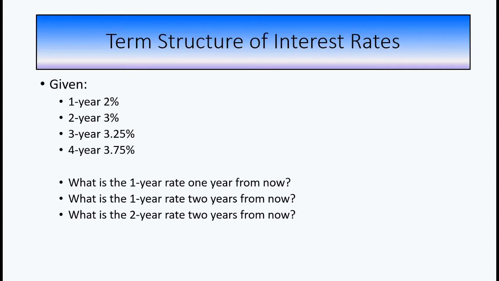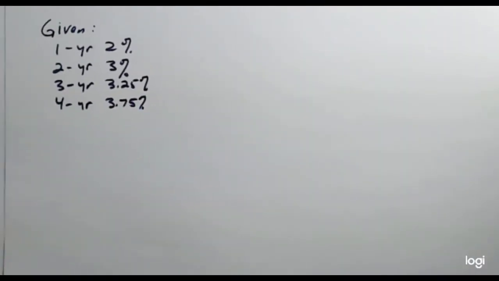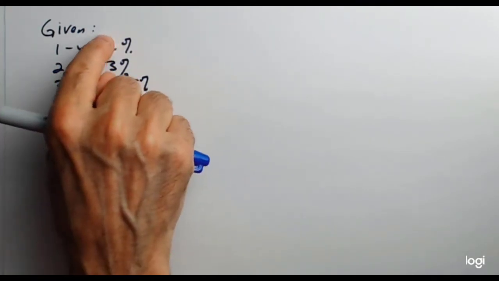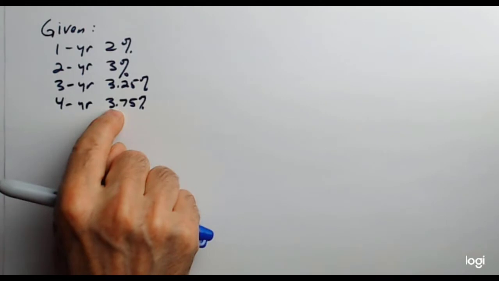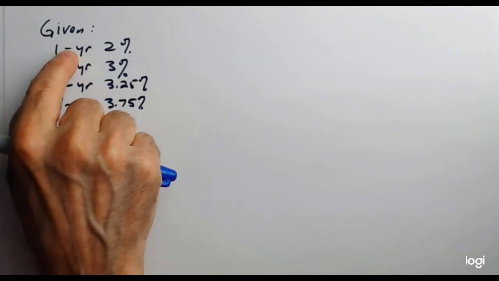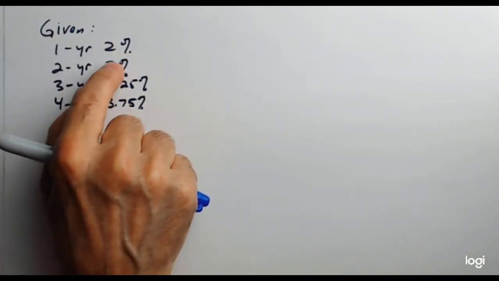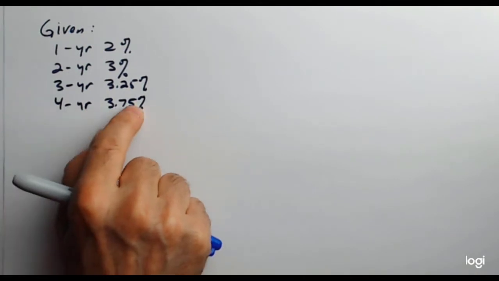draw out a timeline, and do some calculations, because what these questions are asking is what are the future expected interest rates, or in other words, what are the forward rates associated with this term structure. So here I've rewritten the information for the term structure, and this is term structure information because what it does is it relates short-term bond rates here to longer-term bond rates.